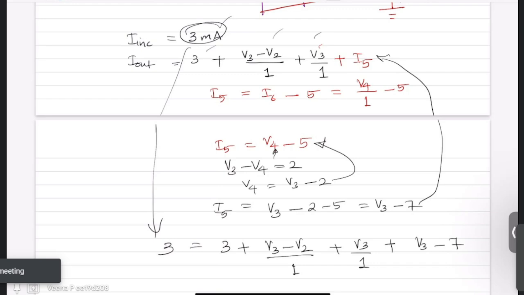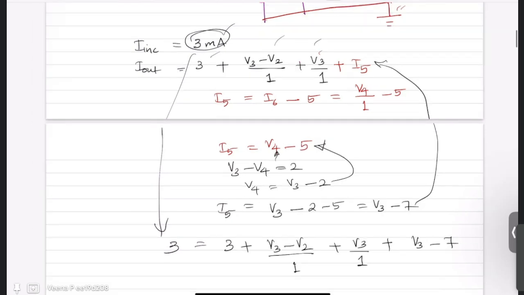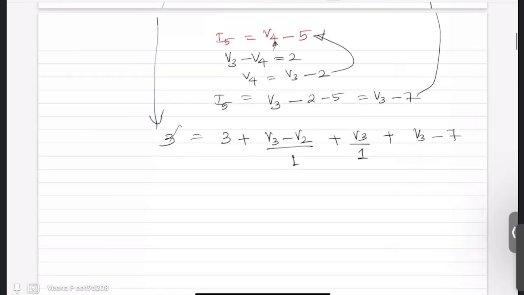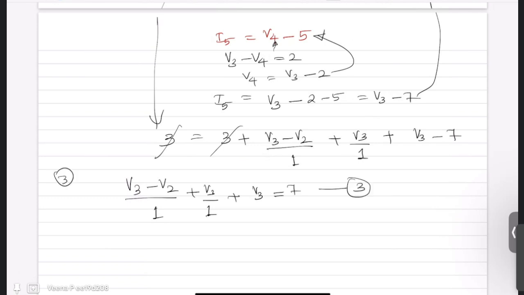Did everyone get the same answer? Okay. Now if you solve this, 3 and 3 will cancel out. So this is V3 minus V2 by 1 plus V3 by 1 plus V3 minus 7 is equal to 0. Now this is your nodal equation at node 3.